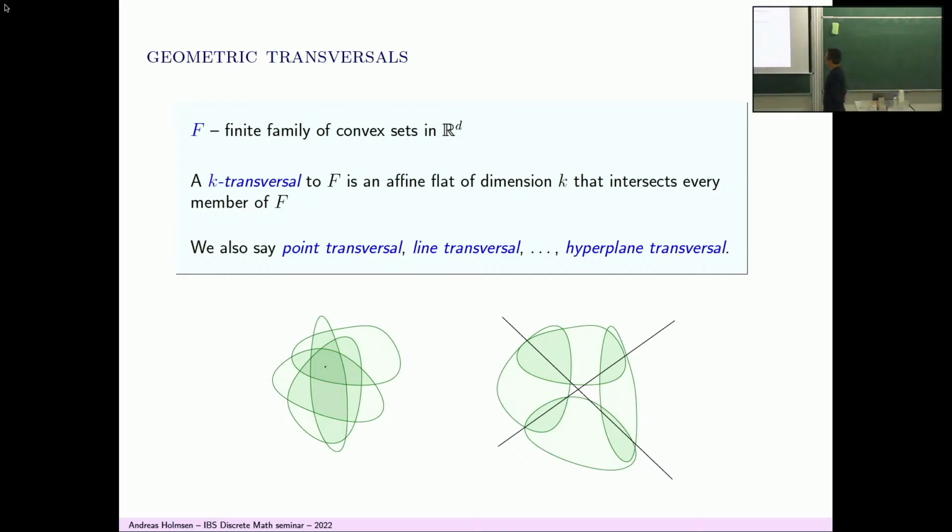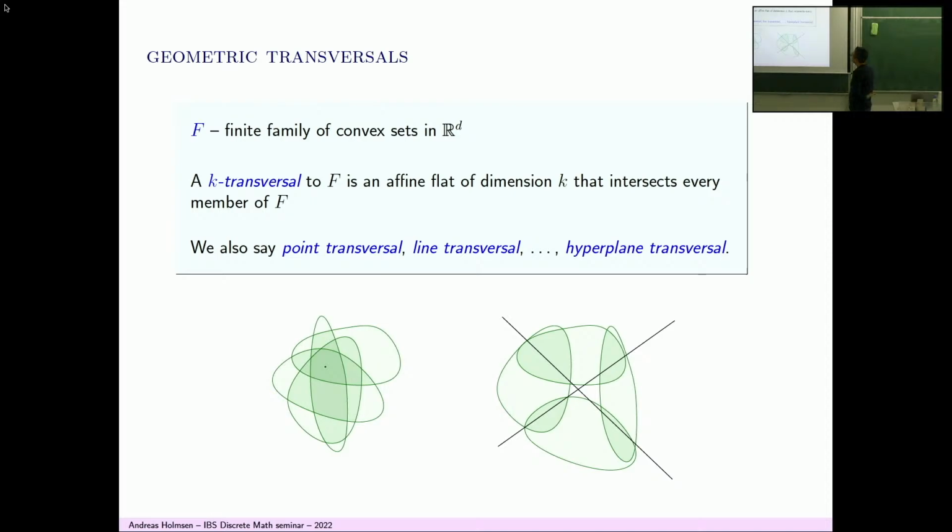Okay, so here's the basic definition. Throughout, F is going to be a finite family of convex sets in d-dimensional space. I'll try to reserve that letter F for this. And a k-transversal to F is just another word for an affine flat of dimension k that intersects every member of the family. So k will be some integer between 0 and d, but d is not very interesting, so generally between 0 and d minus 1.